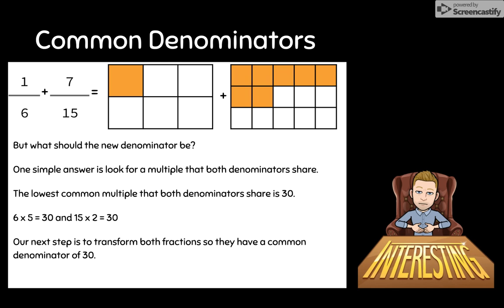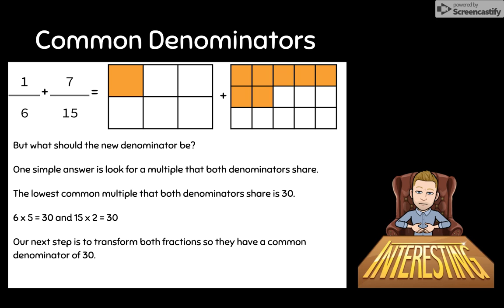Alright, so let's do it. 1/6 plus 7/15. Looking at the bottom number of each fraction, the denominator, what's the lowest common multiple I can go to? Well, if I double 15, I get 30. And then if I multiply 6 by 5, I can get to 30. I can't think of any lower multiple than 30 for both 6 and 15.